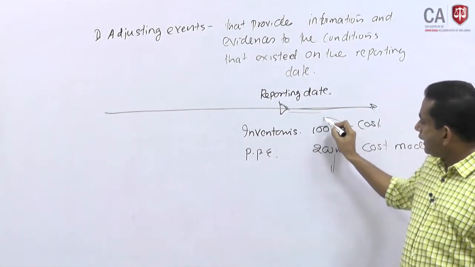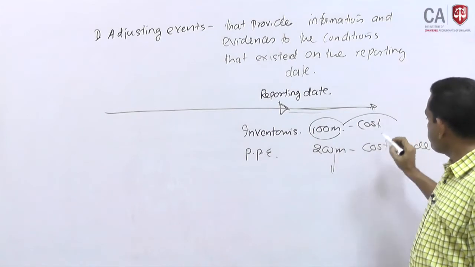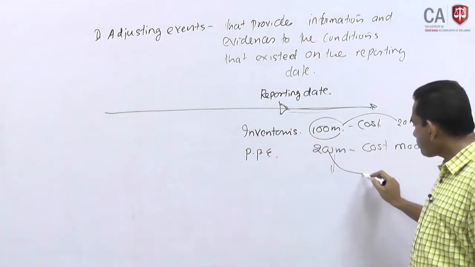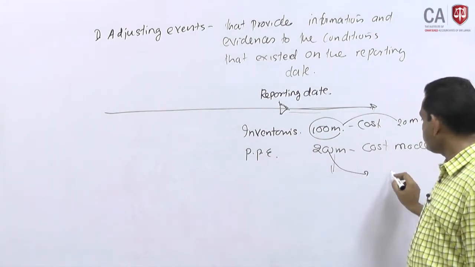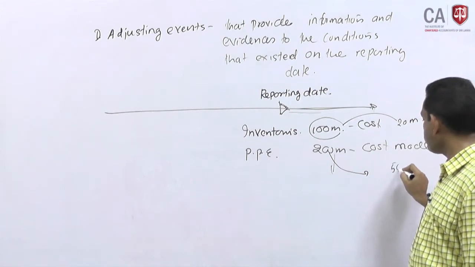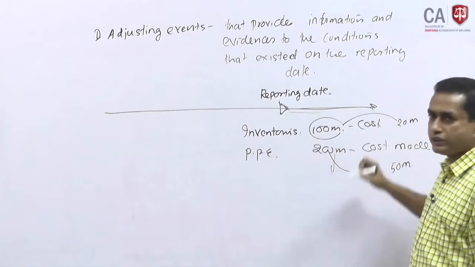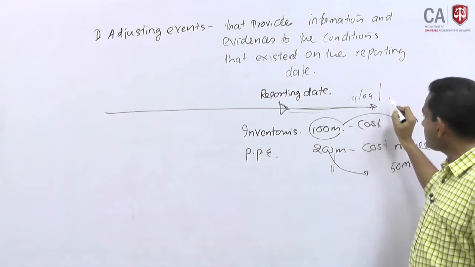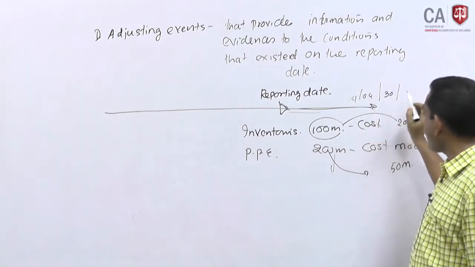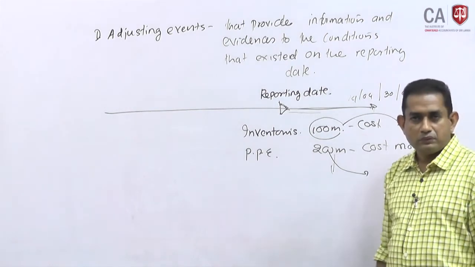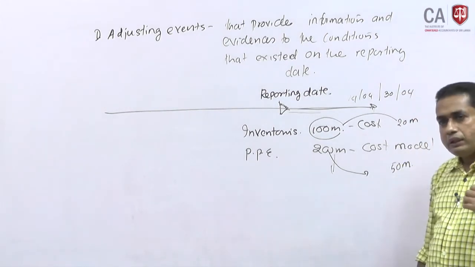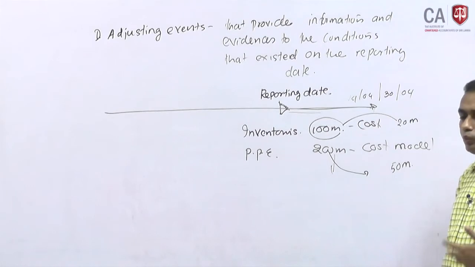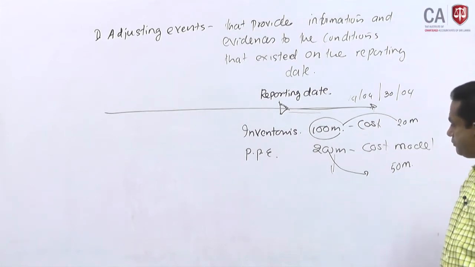Now, the realizable value of inventories became just 20 million after the fire. The realizable value of property, plant and equipment became just 50 million rupees after the fire, and this took place during the New Year season, say the 14th of April, and the financial statements were authorized for publication on 30th April. Can both of these events be adjusting, or what can and cannot be adjusting? So, let me explain.